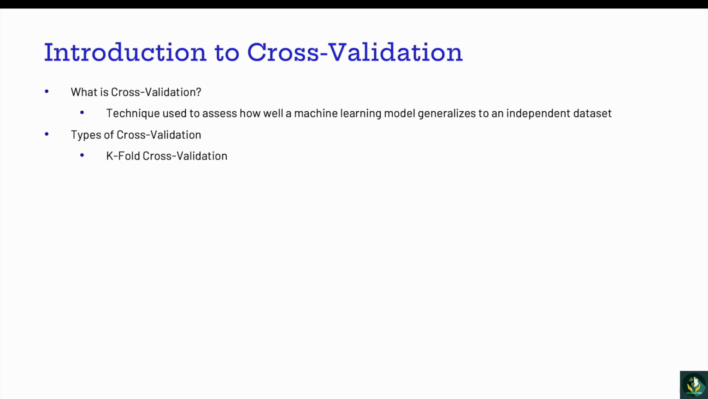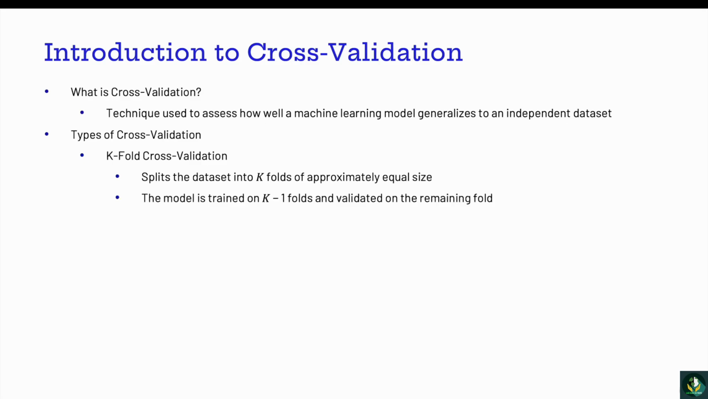Now let's talk about different types of cross validation. We have the k-fold cross validation, which splits the dataset into k folds of approximately equal size. Then the model is trained on k-1 folds and validated on the remaining fold.